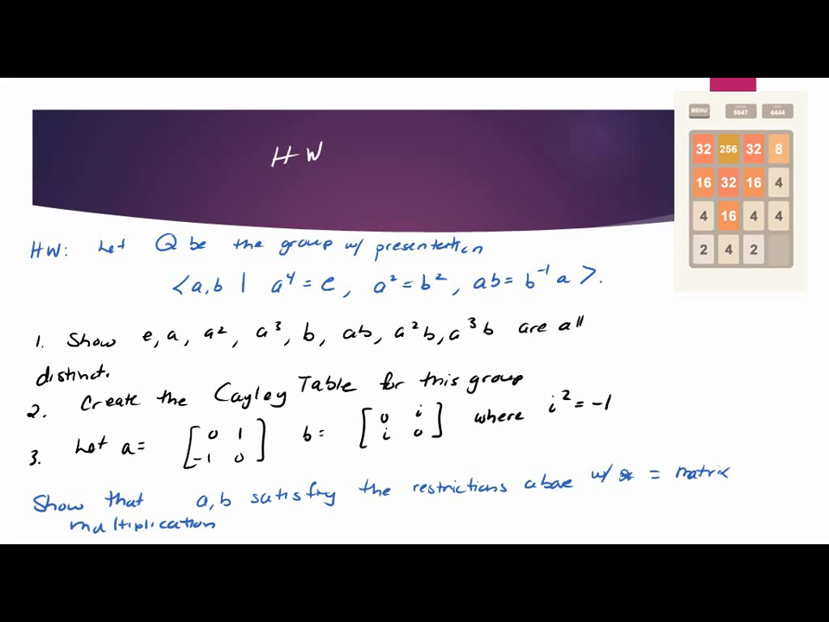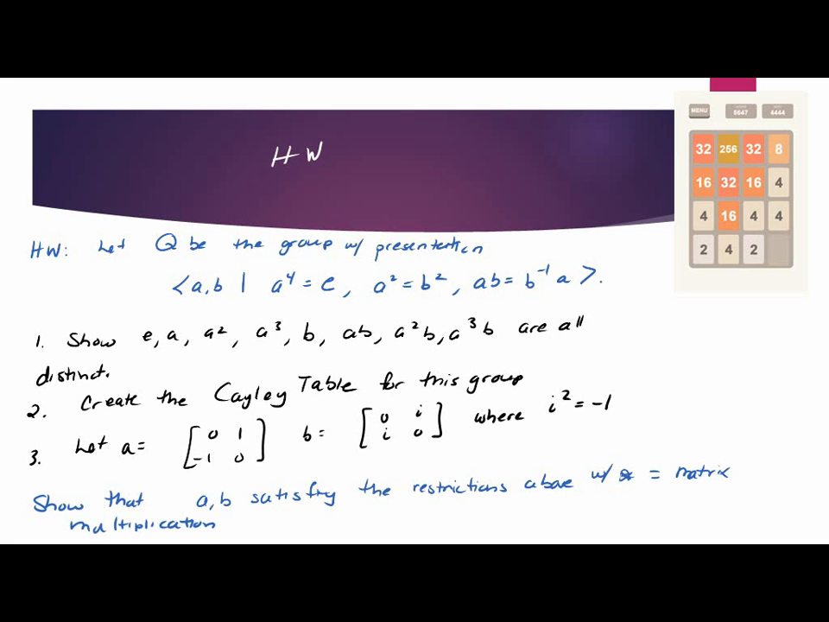Okay, and the last part of this homework problem. The first part is just to show that you're going to get distinct elements from these calculations, which means that you know what the size of your Cayley table is going to be, because these are the distinct computations you're going to get, and then create the Cayley table for this group.